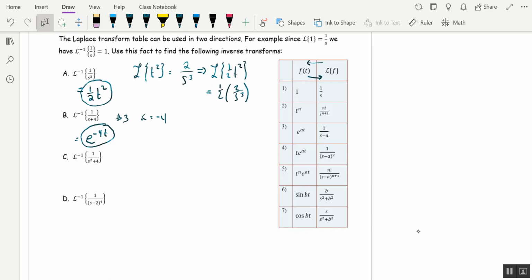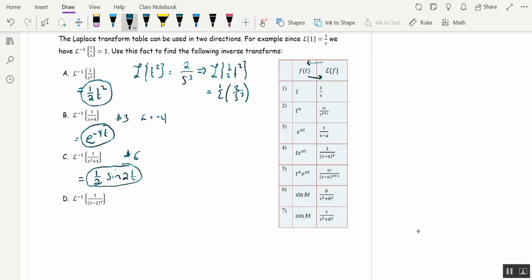Okay, the next one looks to me like number 6, except 6 has a b on top. My b here is clearly 2 because 2 squared is 4. I don't want a 2 on top. I want a 1 on top. So what I'm going to do is do 1/2 sine of 2t. And that 1/2 will get rid of the 2 I'll get on top when I take the forward transform.